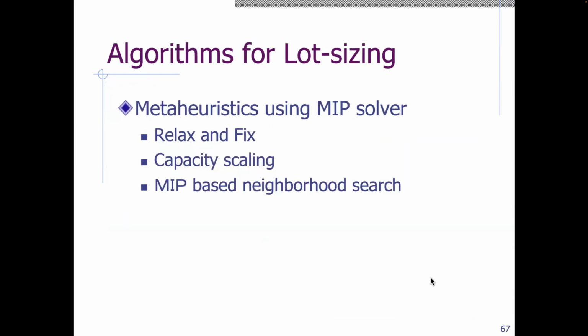My recommendation for real lot sizing problems is to use the MIP solver, i.e., the exact solution approach, as a subroutine for constructing heuristics or much higher level meta-heuristics. Examples of such approaches are relax-and-fix, capacity scaling, and MIP-based neighborhood search. The description of these meta-heuristics is beyond the scope of this lecture.